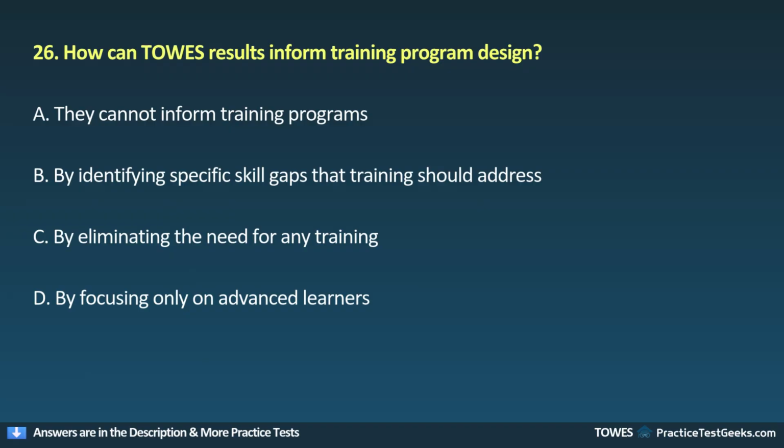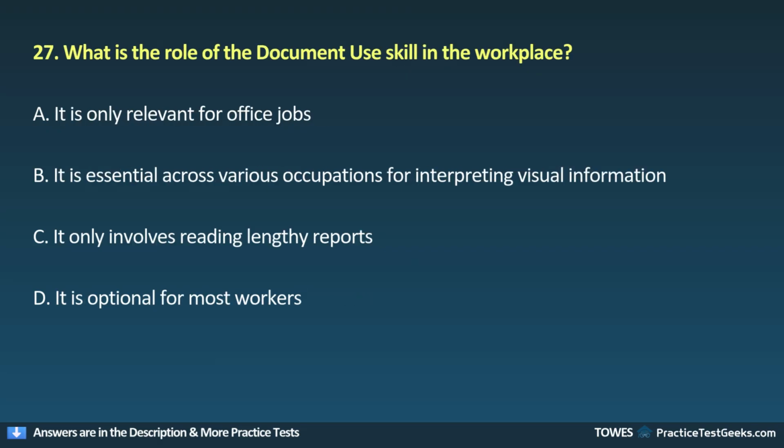26. How can TOWES results inform training program design? A. They cannot inform training programs. B. By identifying specific skill gaps that training should address. C. By eliminating the need for any training. D. By focusing only on advanced learners.